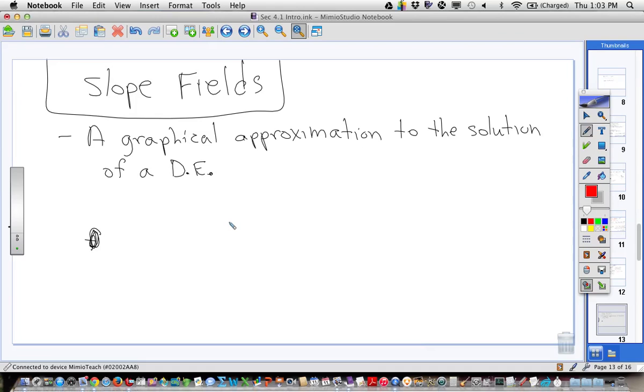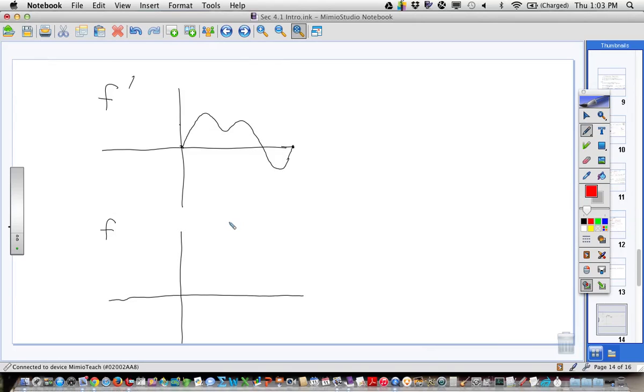All right. Slope fields. So here's what we're talking about. I'll just tell Kelsey, we're talking about two different things here today. One is Newton's law of cooling, which we just finished, but now we'll get into a harder one, so I'm glad you guys made it. Slope fields is a graphical approximation to the solution of a differential equation, a graphical solution, but it's just an approximation.